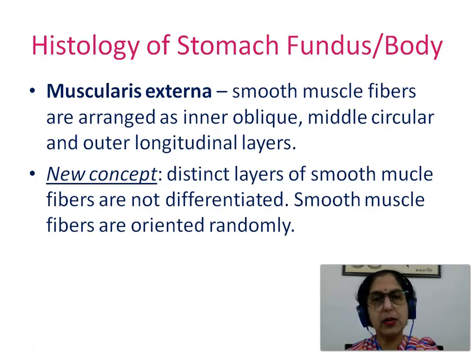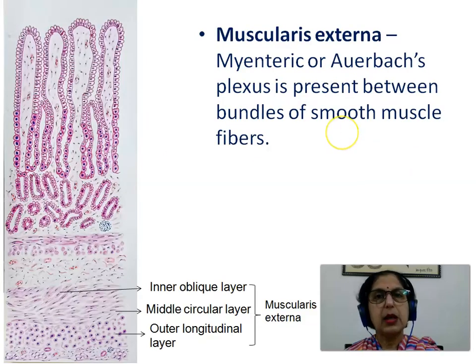There is a new concept here which says that distinct layers of smooth muscle fibers are not differentiated and the smooth muscle fibers are oriented randomly. Myenteric or Auerbach's plexus is present between the bundles of smooth muscle fibers. What we see here are the 3 layers of the smooth muscle fibers, inner oblique, middle circular and outer longitudinal layers, and that is what constitutes the muscularis externa.